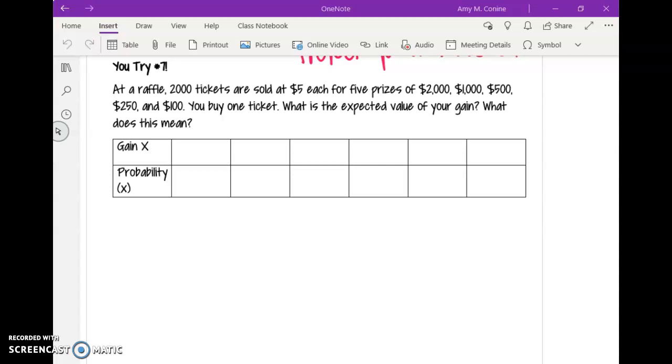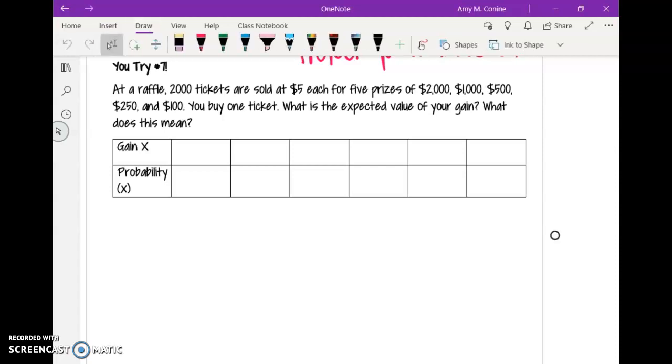All right, so we're going to do the You Try for expected value. If you remember from the last super tiny video, we've got 2,000 tickets sold at $5 each, and there are 5 prizes: 2,000, 1,500, 250, and 150. You buy 1 ticket. Let's find the expected value.